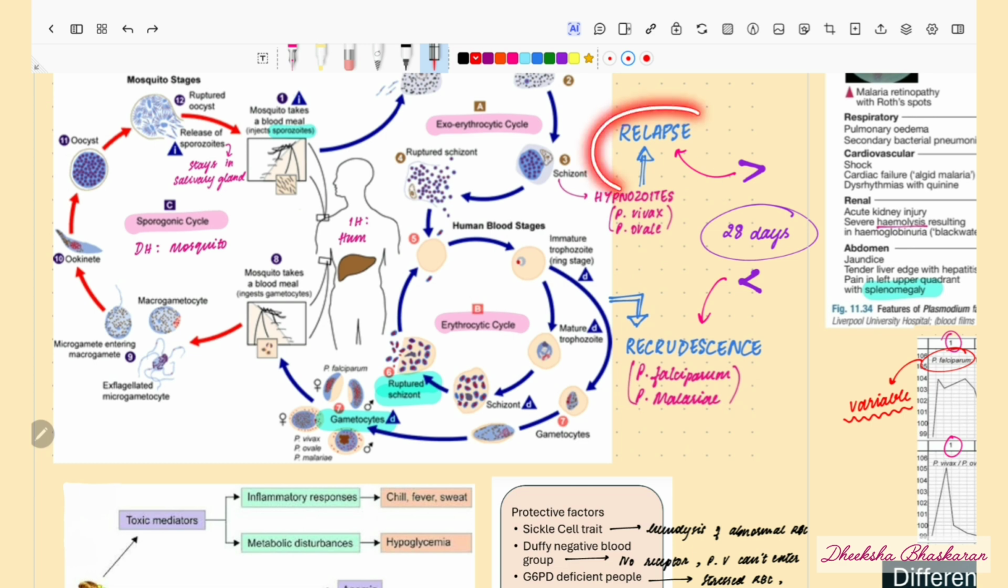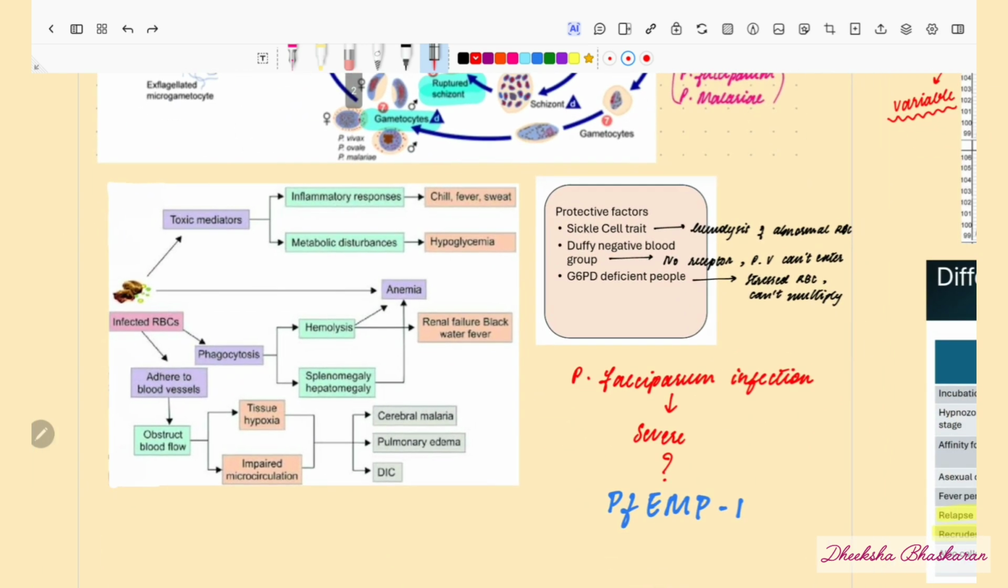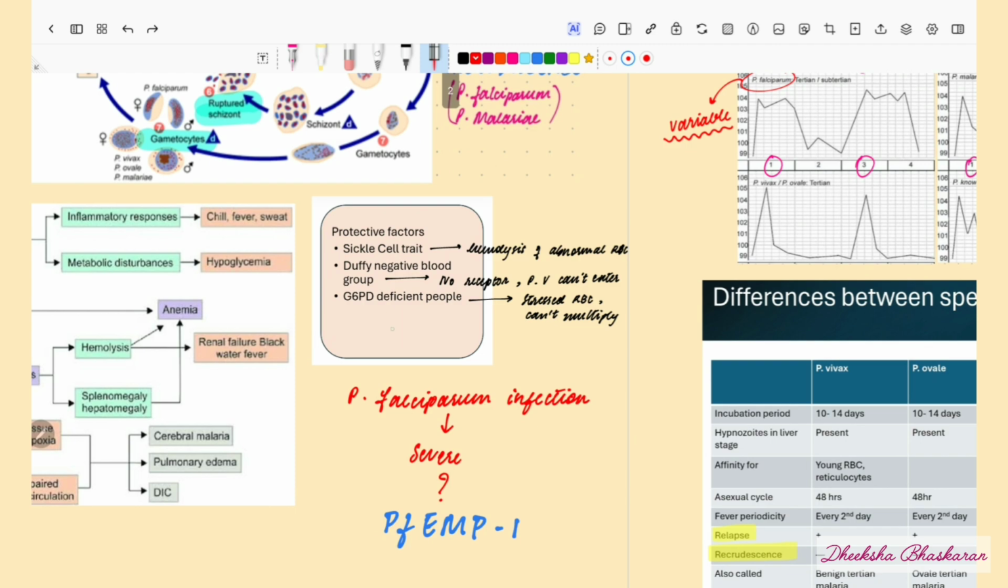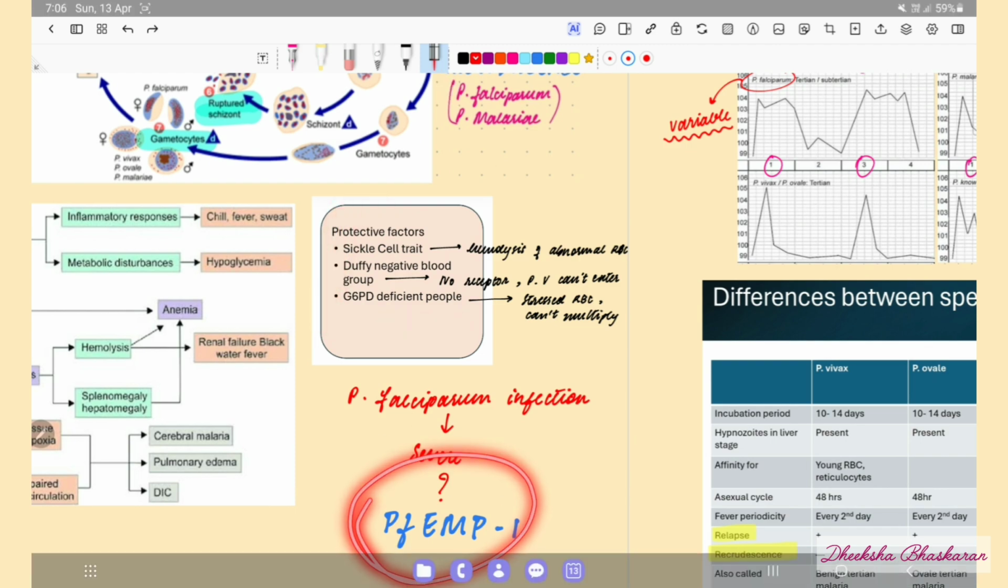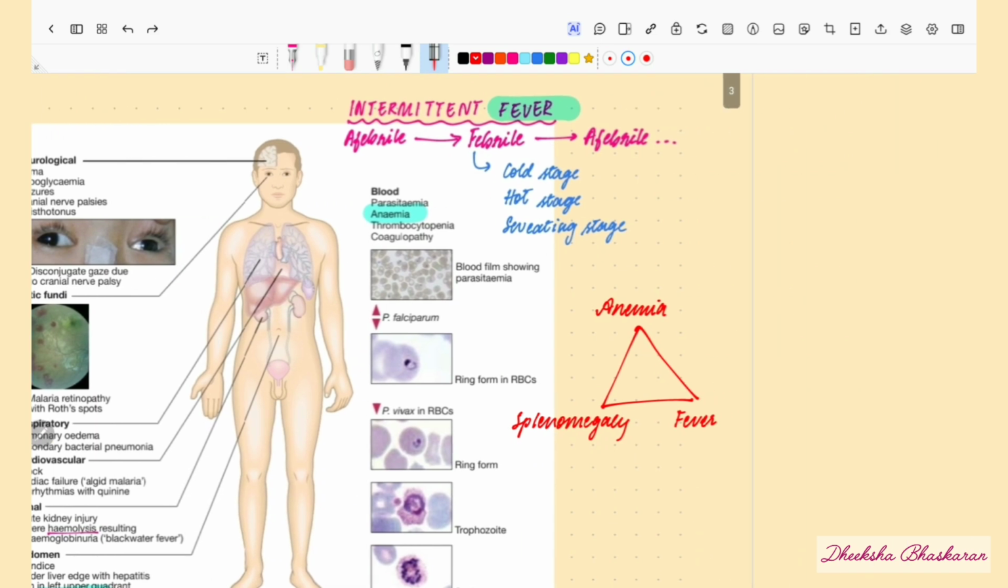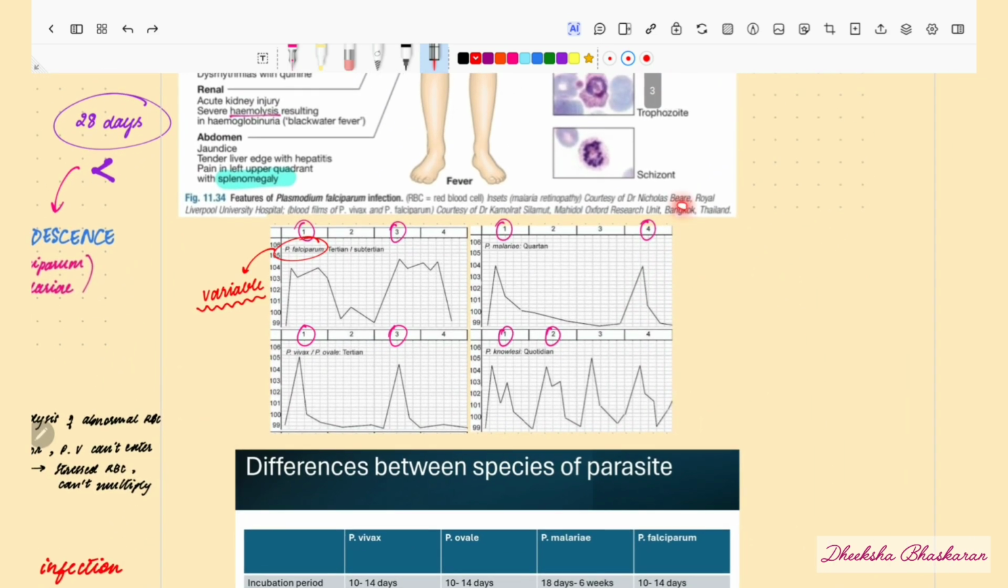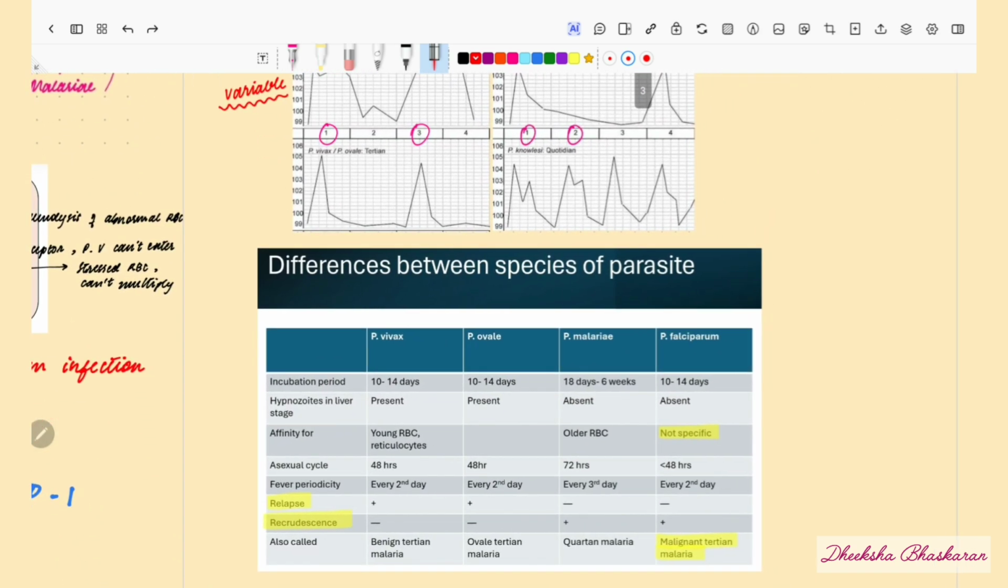We saw the difference between relapse and recrudescence. Then we saw the pathogenesis of the disease, some protective factors for the disease, and why Plasmodium falciparum infection is very severe. And we saw the triad of clinical features, and we saw the types of intermittent fever which are there in malaria, and a few important differences between the parasites.